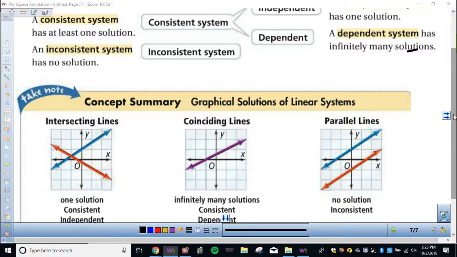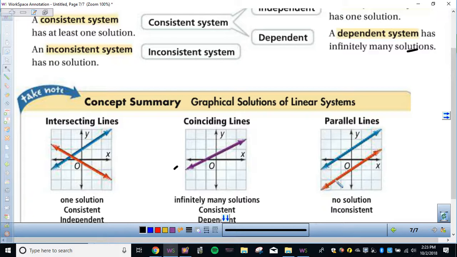If we look at this second one, the reason they're purple is because the red and blue lines are right on top of one another. So that makes it have infinite solutions all along this line. Okay, so consistent because it has a solution, dependent because it's infinitely many. If you end up with parallel lines, they never cross, so there is no solution to the equation.